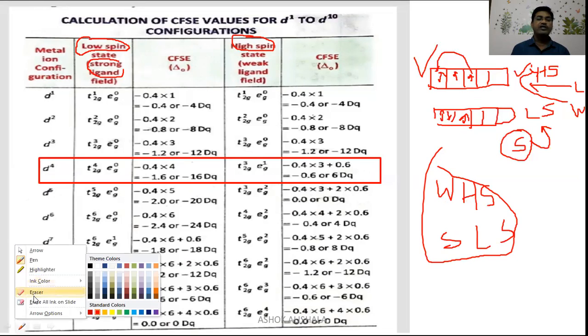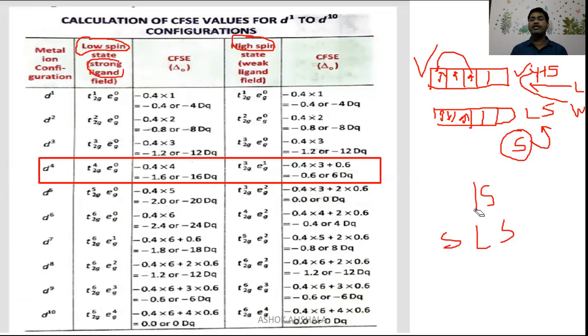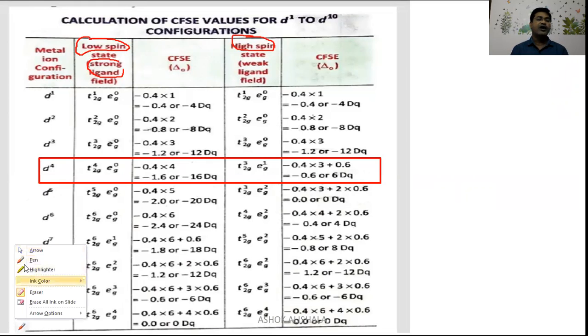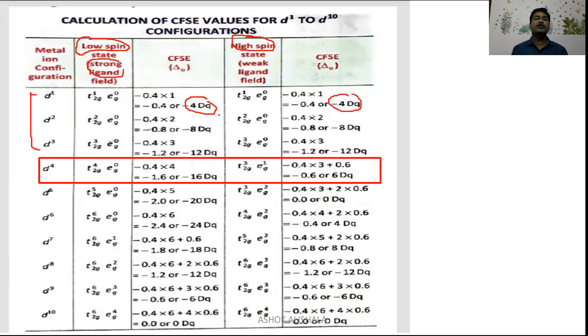Another important point: I think you understood what is high spin and low spin. Now, how do we write the d configuration if it is a high spin complex or a low spin complex? First of all, you have to write the electron configuration. Up to d1 to d3 there is no problem, because for d1 to d3 the values are the same, 4 and 4, 8 and 8, and 12 and 12. There is no problem for d1 to d3.